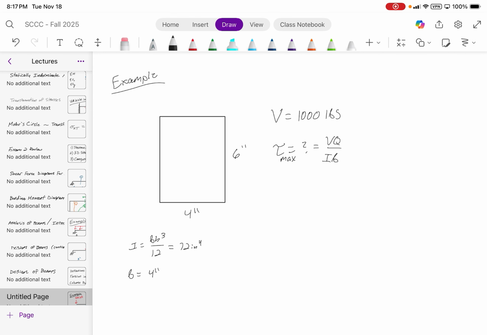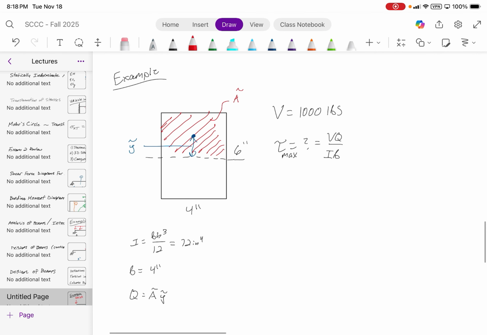Isn't that A tilde, Y tilde? But what is this? Is it just area? Not quite. Once you figure out the neutral axis, A tilde, Y tilde for the maximum shear stress is just the area above the neutral axis and the perpendicular distance of the centroid. So that's A tilde, that's Y tilde.